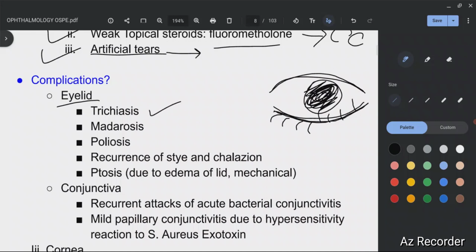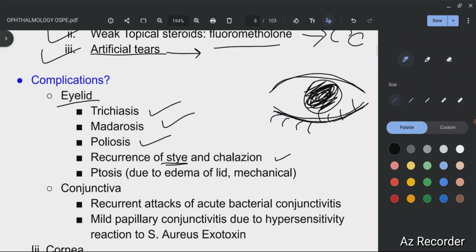Then you have madarosis. Madarosis is simply the loss of eyelashes, so the patient will be losing eyelashes. Poliosis is the whitish discoloration of the eyelashes. The eyelashes of the patient will start becoming white. Then you have recurrence of stye and chalazion. Obviously stye, because the hair follicles are being affected, the etiology is the same. So the patient can also have stye.